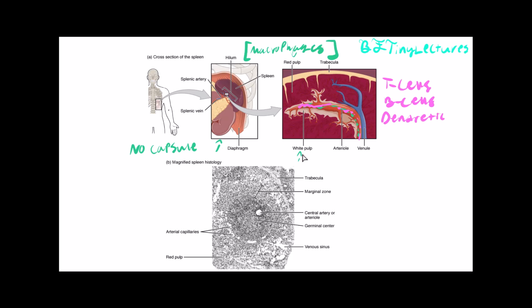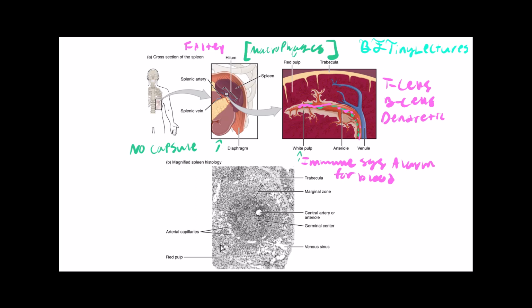So the white pulp is basically the immune system alarm for the blood. And the macrophages inside the red pulp, that's going to be the filter. So the red pulp is the filter for the blood, and the white pulp is the alarm system for the blood. That senses that there's a pathogen inside the blood, and we have to do an immediate response.